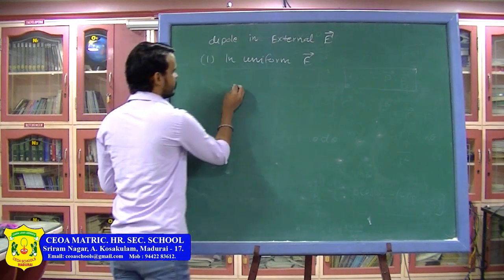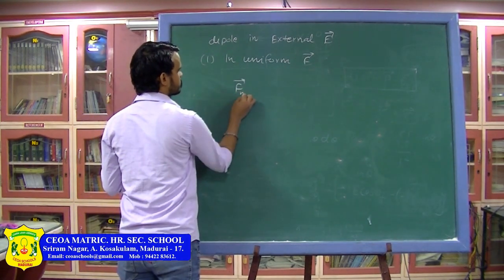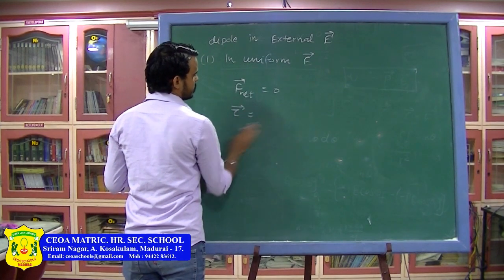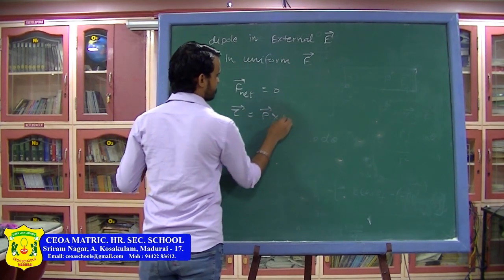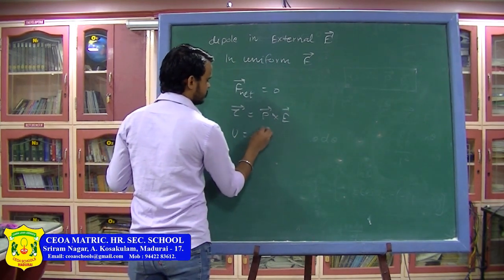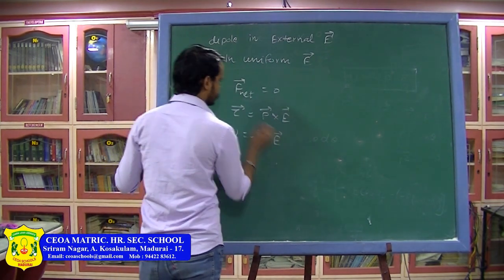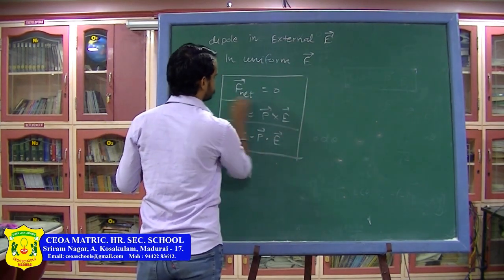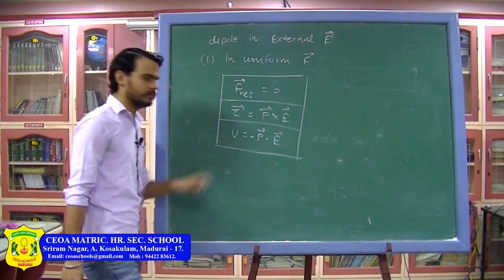In a uniform electric field, net force is 0, the torque is P cross E, and the potential energy is minus of P dot E. So these are the things which you have to remember: net force 0, torque and potential energy.